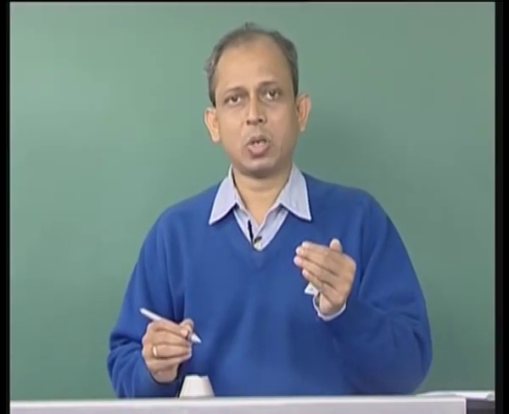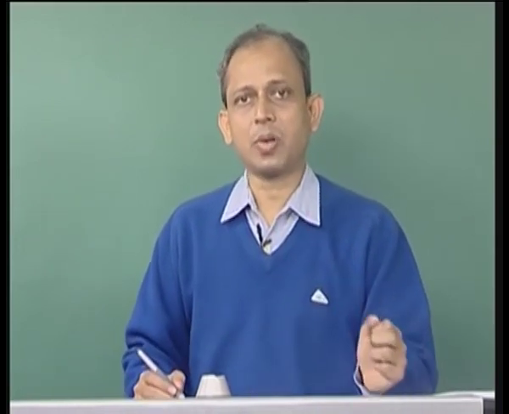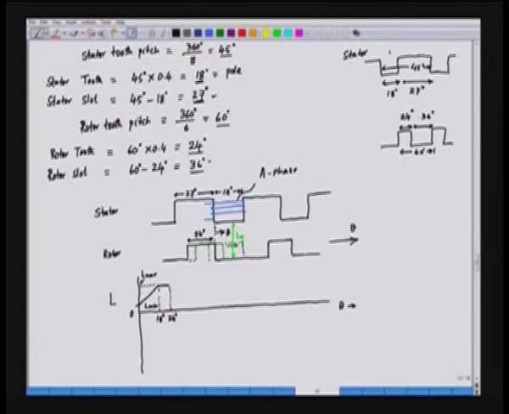After that the rotor will be moving away further, and again the inductance of phase A will decrease. If this moves further away, this inductance will further decrease, linearly in the same way, and this will again take 18 degrees to come to L minimum. This is 18 degrees, 24 plus 18 is 42 degrees.